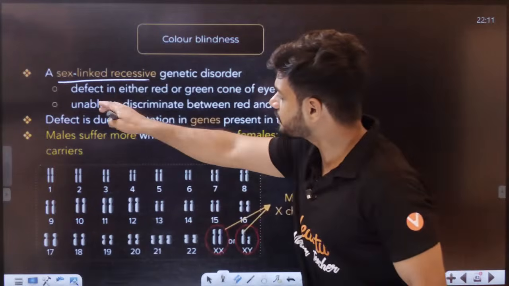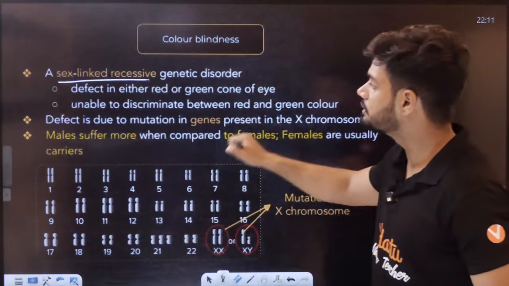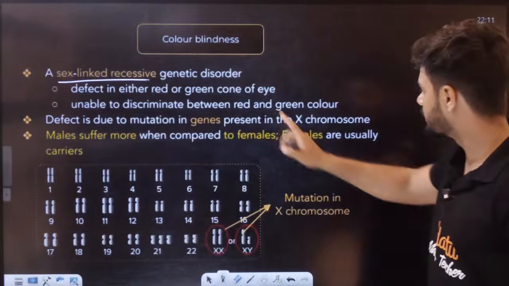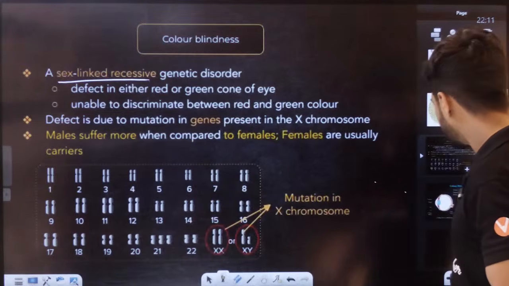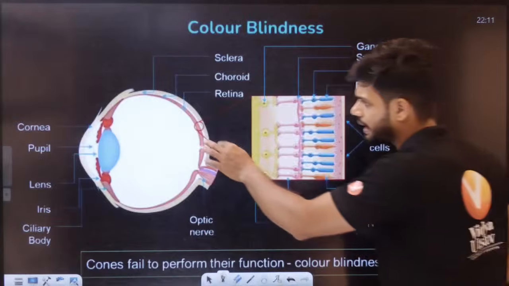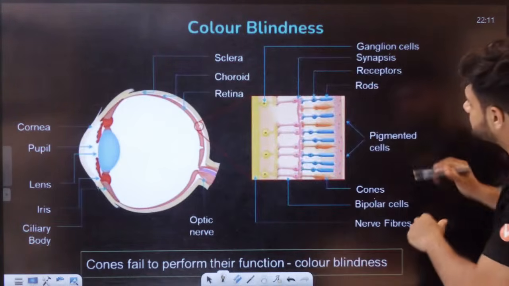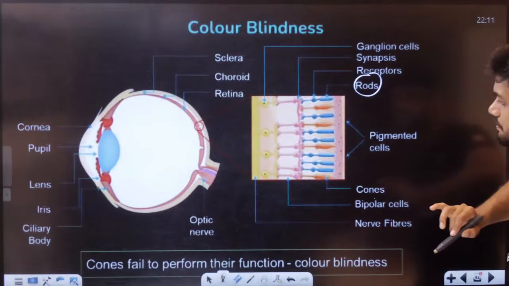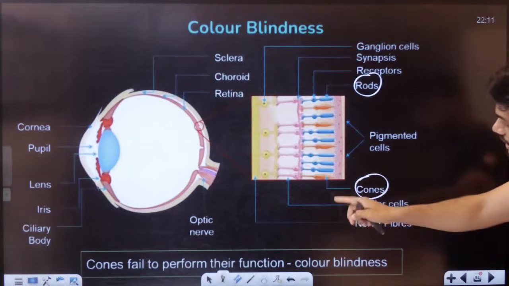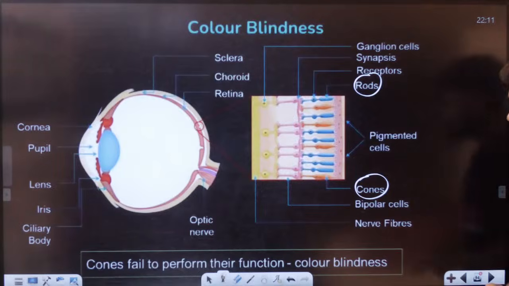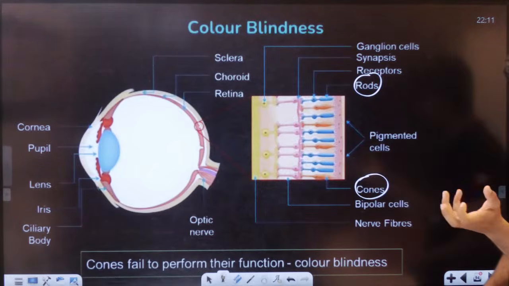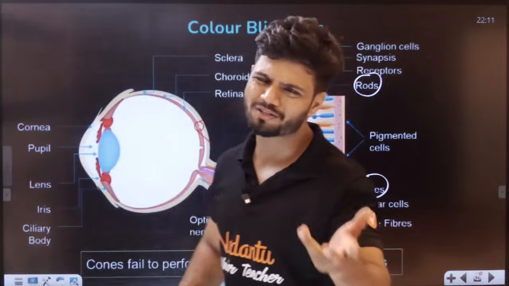Okay. There is a defect in either the red or green cone of the eye, so the person is unable to discriminate between red and green. Students, if this is a human eye, this is the background tissue of it. In this tissue there are rods and cones. Now, these cones get damaged. If these cones get mutated, because of the mutation they cannot tell what is what.